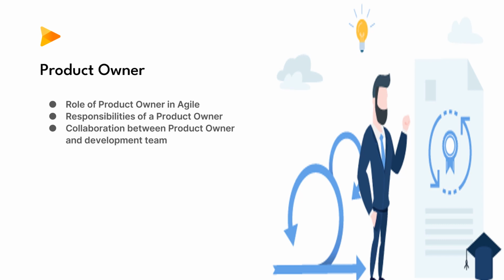6. Acceptance criteria. The product owner defines the acceptance criteria for user stories, which outline the conditions that must be met for a story to be considered complete and ready for release.